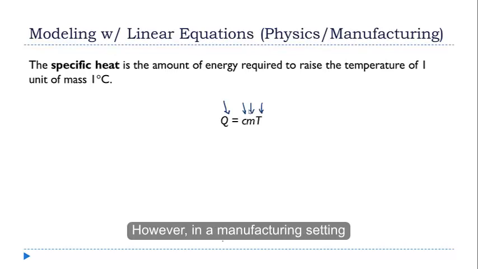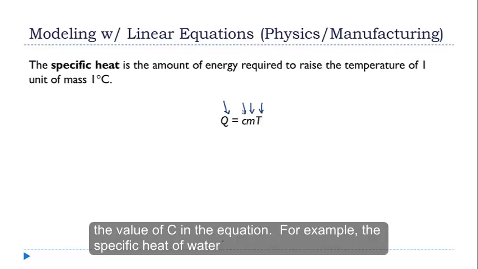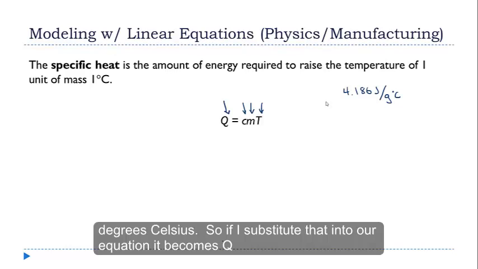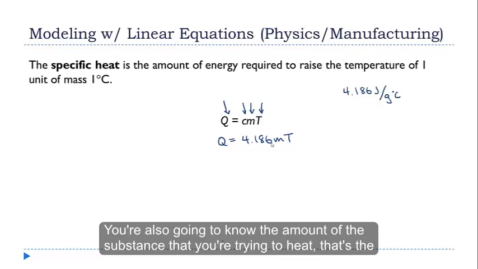However, in a manufacturing setting, you're going to know what kind of material you're trying to heat or melt, and that's going to determine the value of C in the equation. For example, the specific heat of water is 4.186 joules per gram degrees Celsius. So if I substitute that into our equation, it becomes Q equals 4.186 MT.